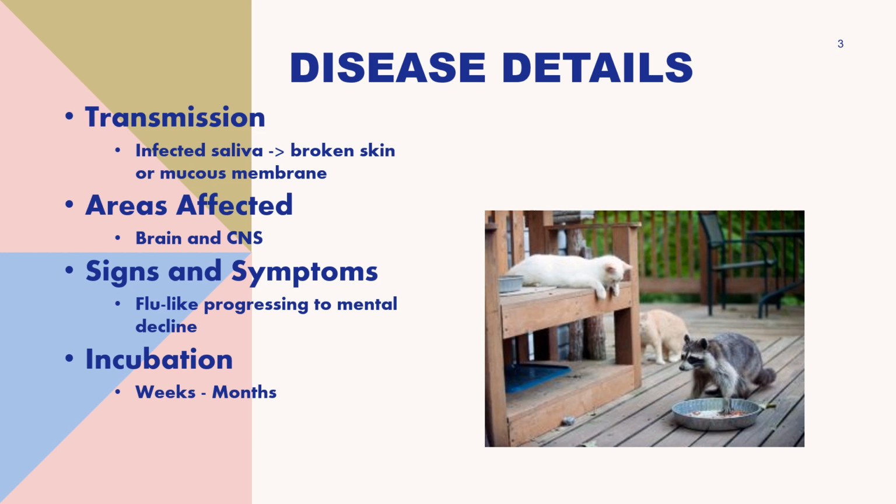And finally, the incubation period, or the time between the exposure and onset of symptoms. This can last for weeks or even months and will vary depending on a few different things. The first thing would be the location of the exposure site and its proximity to the brain, the particular strain of the rabies virus, and if the victims have any pre-existing immunity to the virus.